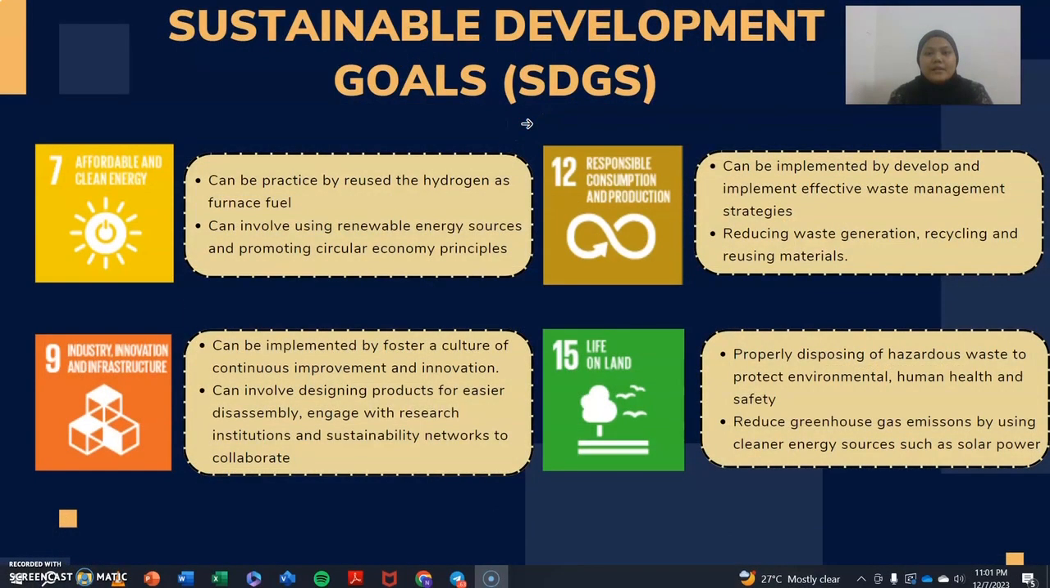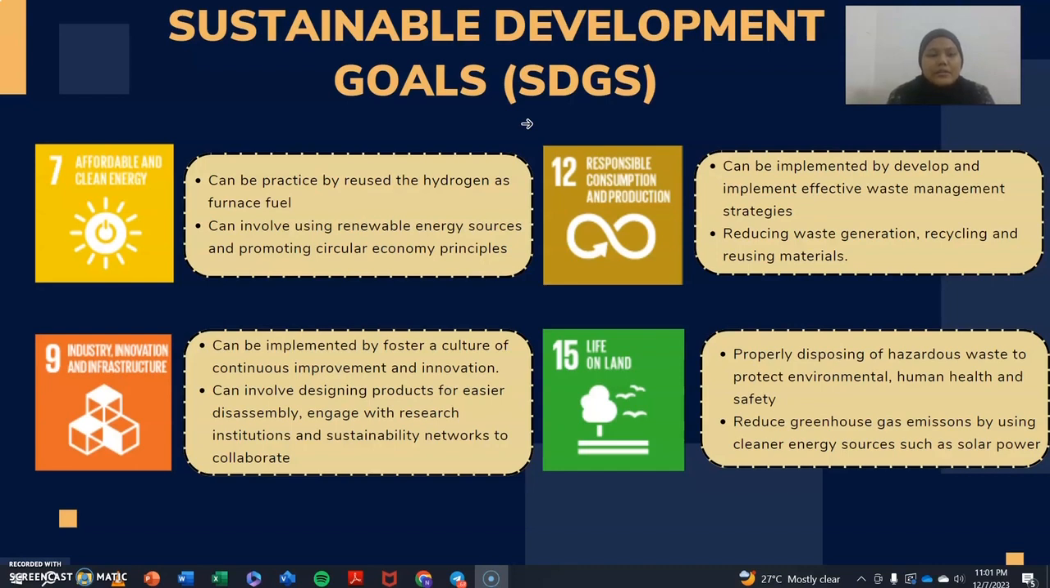Next, for Sustainable Development Goals, SDG, there are several goals that can be implemented in our plant in order to promote sustainable practices in MEK production plant, such as SDG 7, SDG 9, SDG 12, and also SDG 15. For SDG 7, which is affordable and clean energy, it can be practiced by reusing the hydrogen gas, which is our byproduct, as furnace fuel. Other than that, we can use renewable energy sources and promote circular economy principles.